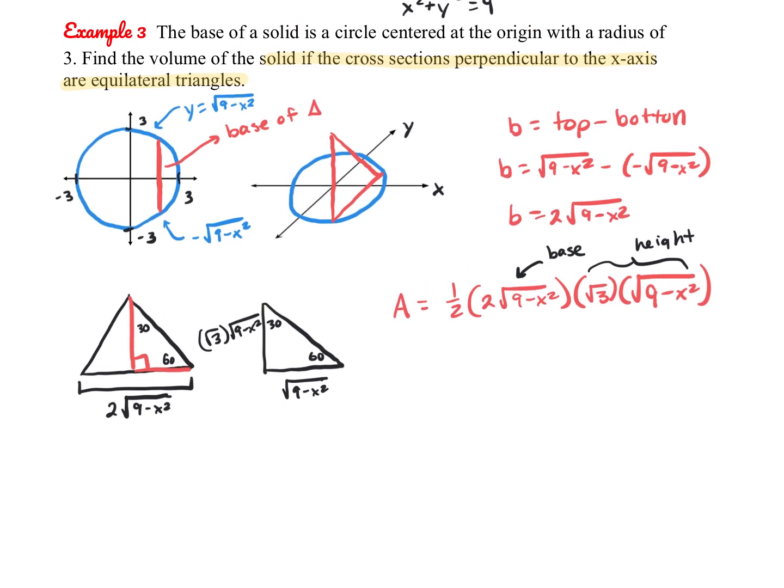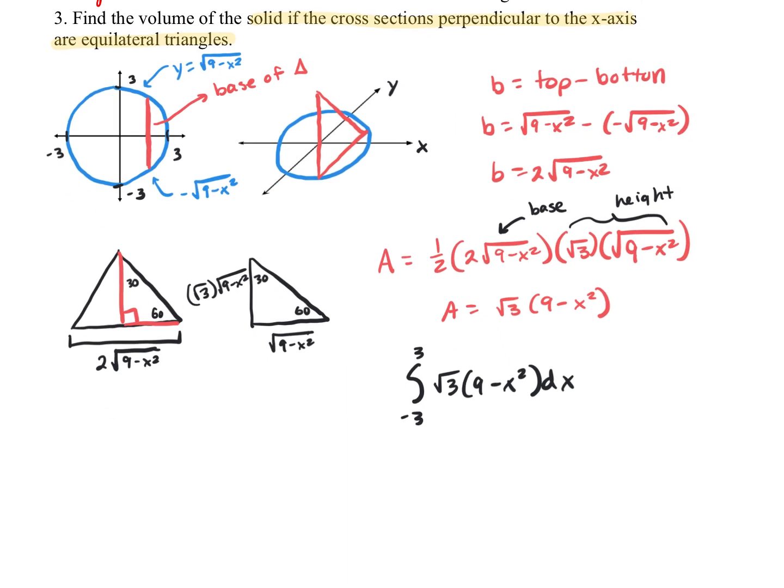Okay, so now the hard part is done. We can actually simplify that area just a little bit. The 1/2 and the 2 cancel out. These two radicals will just become 9 minus x squared. So we have root 3 times 9 minus x squared as the area of each individual triangle. And then we can see that, again, we're sliding this triangle from left to right. So we're sliding the triangles horizontally. So we're going to integrate with respect to x, from -3 to 3 of this area, root 3 times 9 minus x squared dx.